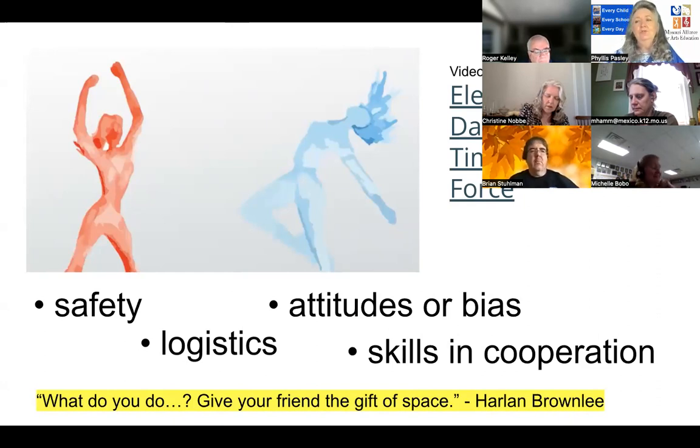So there are some pedagogical things to just set an environment that is friendly to movement. But one of the greatest quotes that I shared here at the bottom of the screen is from a dance instructor and choreographer who is a teaching artist and works in arts integration. His name is Harlan Brownlee and he lives in the Kansas City area. I've seen him do this with both adult learners and student learners. What do you do if you both want to be in the same space? You give your friend the gift of that space and you find another space to work in.